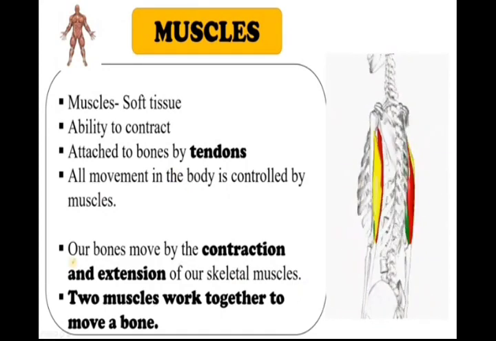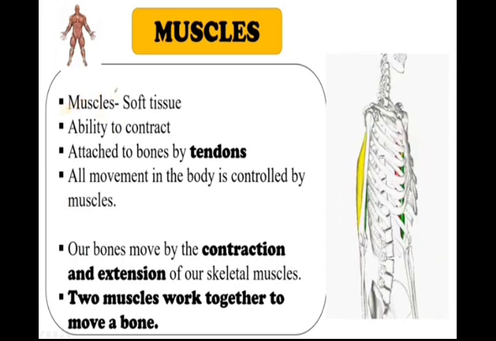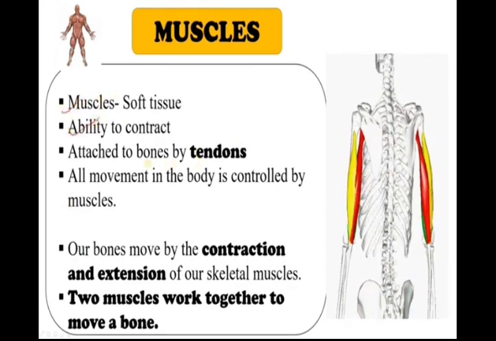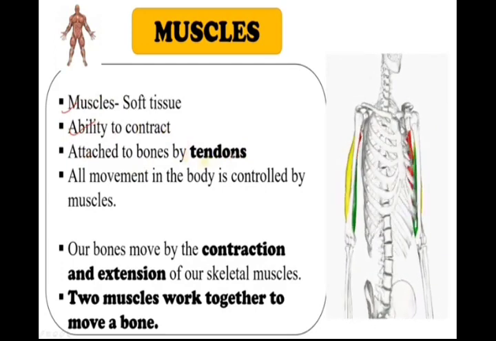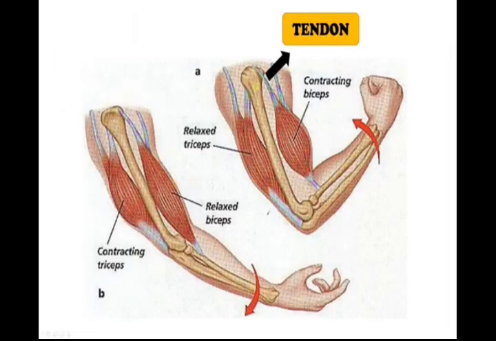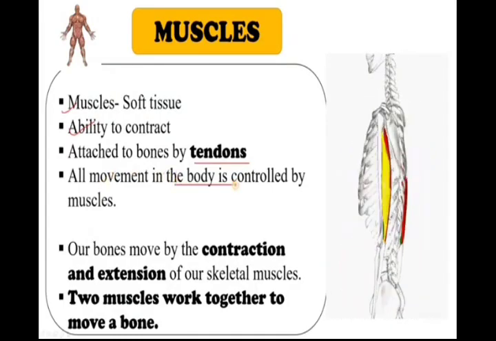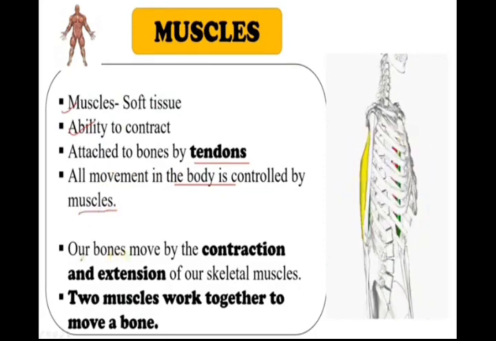Now let's study muscles. Muscles are soft tissues. Without muscles, our body cannot move, because muscles have the ability to contract. Look here in this figure, you can see the muscles connected to the bones. The connection between muscle and bone is called a tendon. The muscle is connected to the bone through a thread like tendon, and all movement in the body is controlled by muscles.